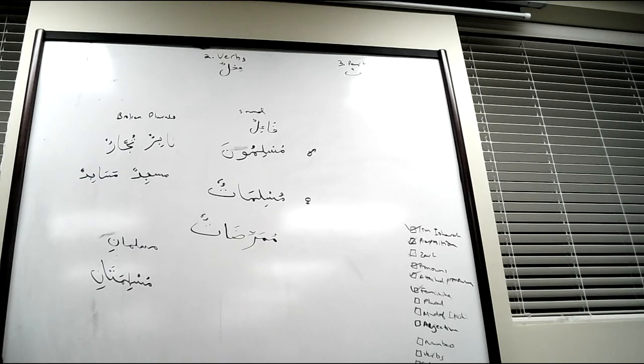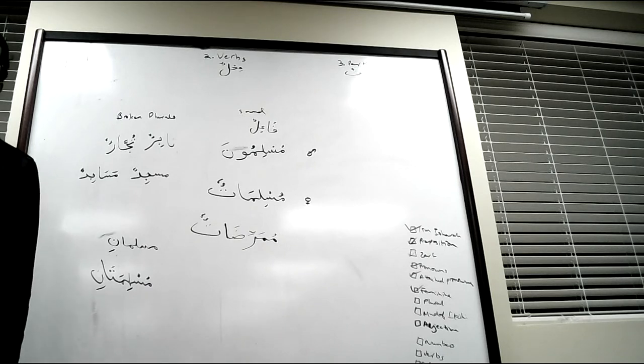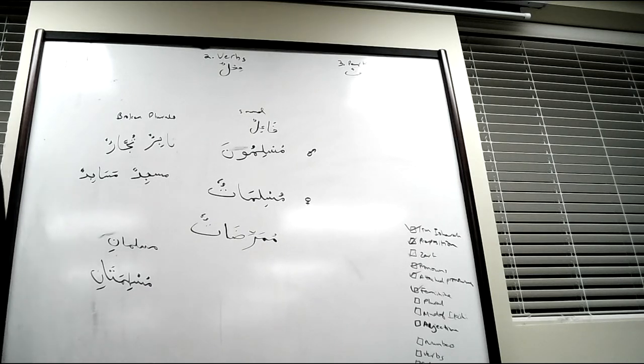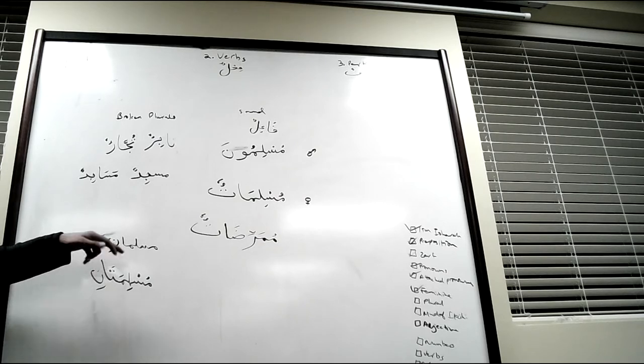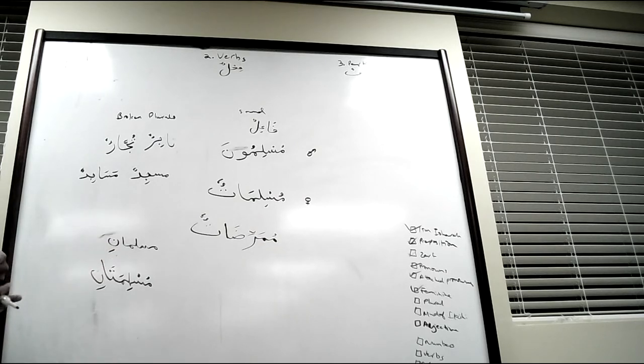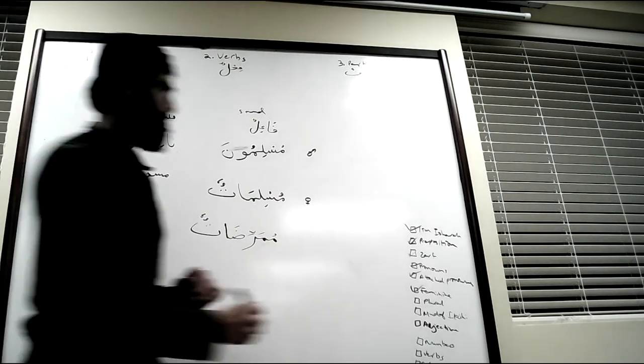So it'd be Sayyaratani, two cars. Okay, two watches. Sa'atani. Okay, two houses. Baytani. Right, so it's just that it ends with a ta. So, okay, that's dual.